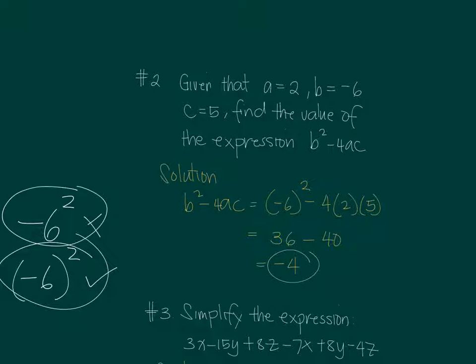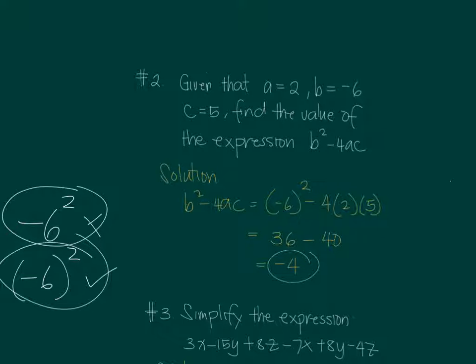Okay, so here, as I suggested, you use parentheses. So we place -6 on b. So we have the parenthesis, -6 squared, and then that's the 4. So you have the 4. Your a is 2 and your c is 5. Okay, following PEMDAS, you can have -6 squared as 36.